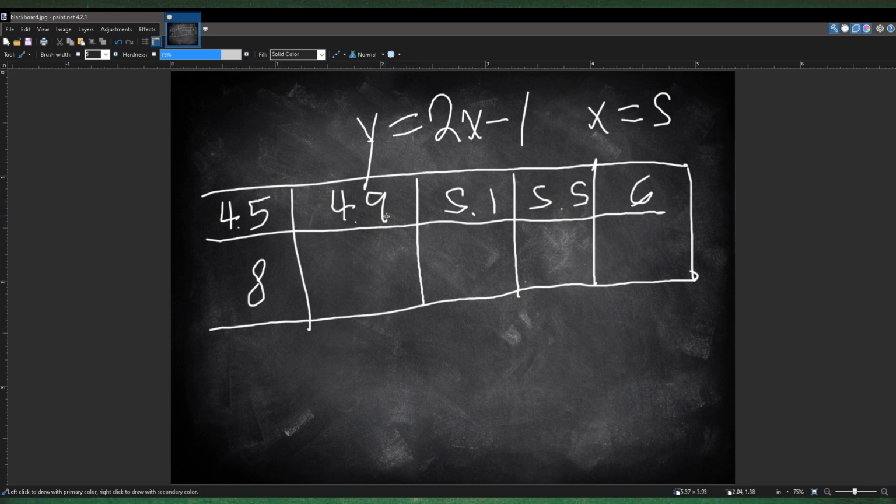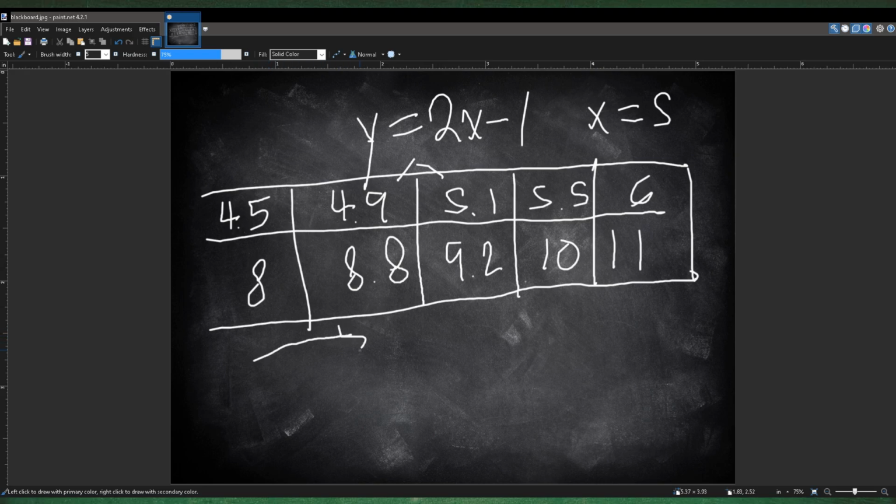4.9 times 2 is 9.8 minus 1 is 8.8. We have 5.1 times 2 minus 1, which is 10.2 minus 1, which is 9.2. 5.5, which is 11, so that makes 10. So that's 12 and that's 11, right? So we want to find 5, right? Which is between these two numbers.